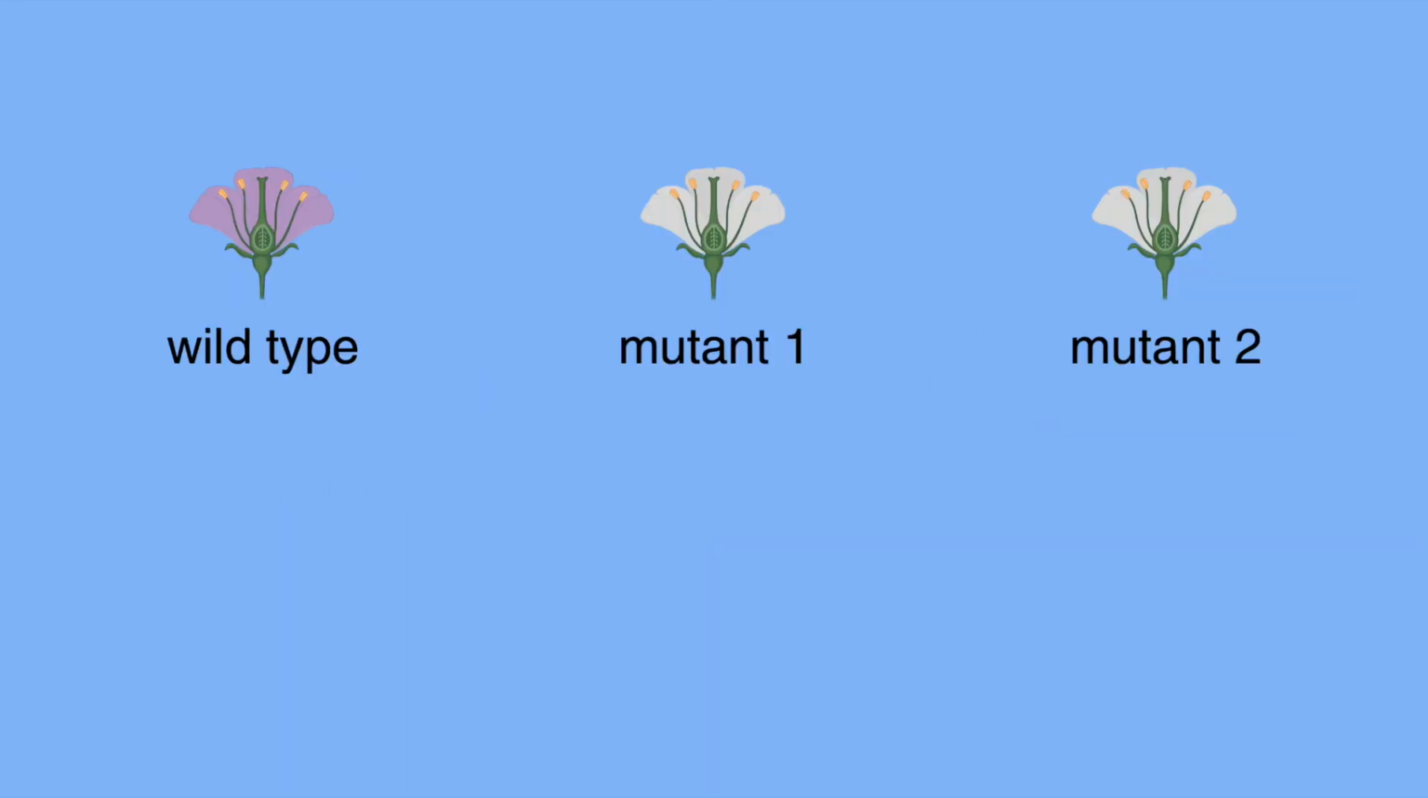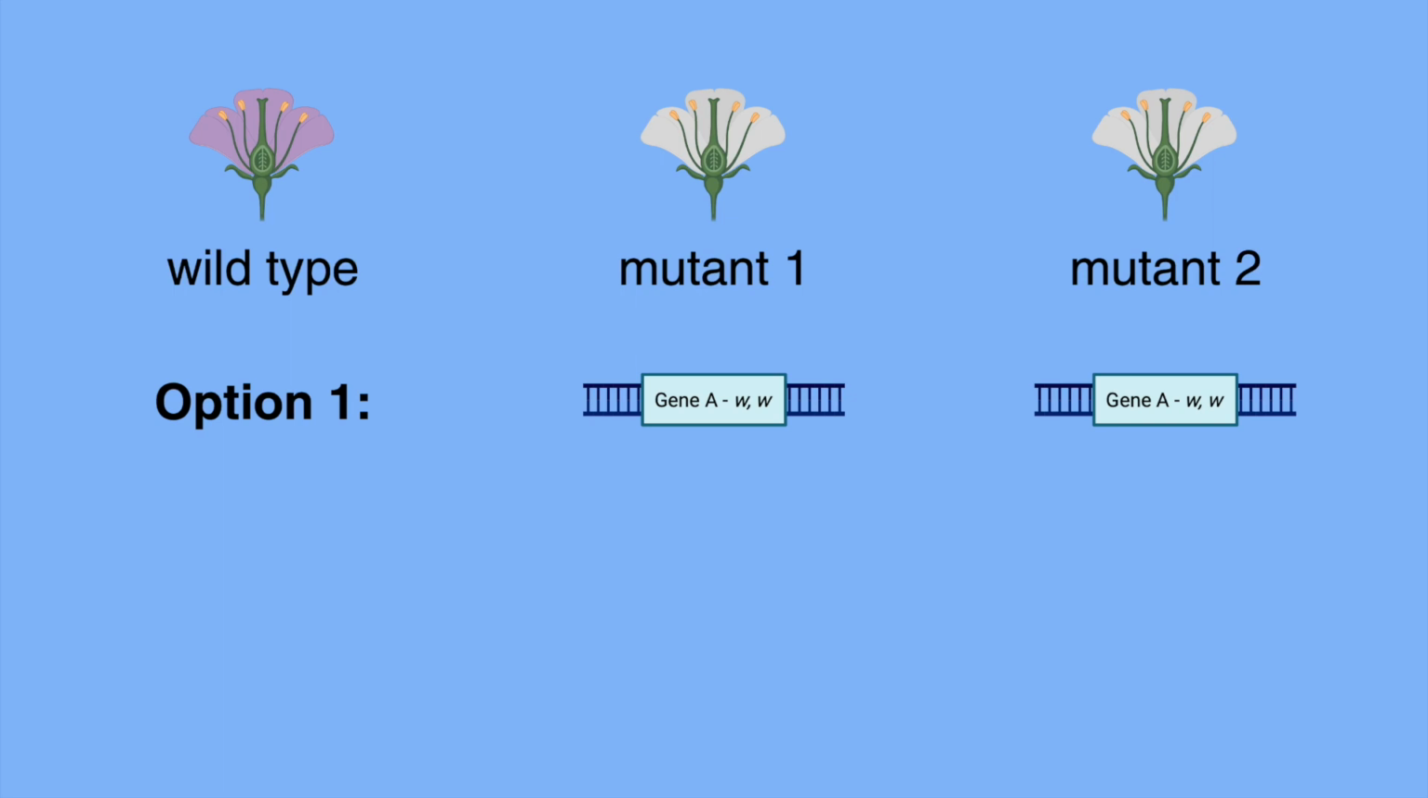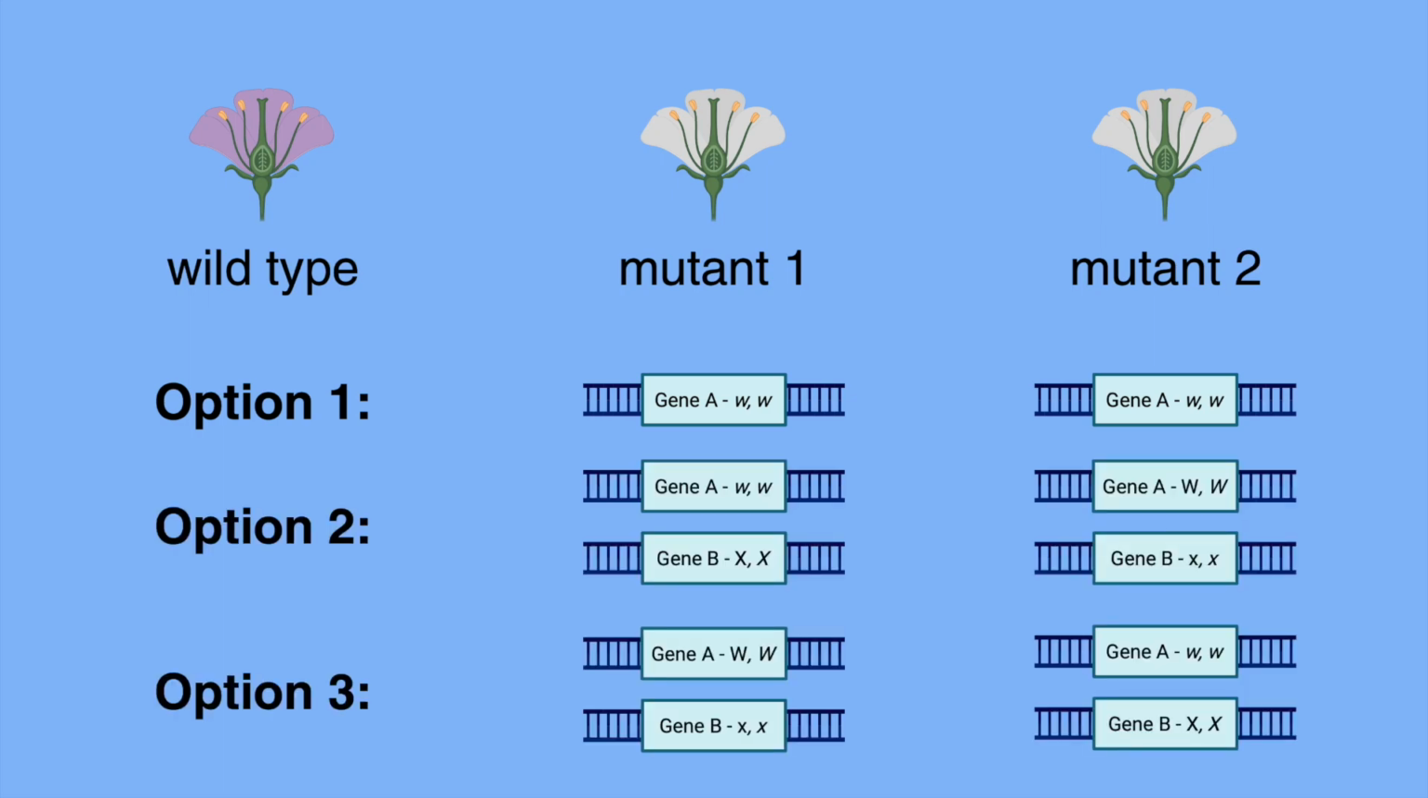To better visualize this, let's use the example of two mutant flowers. In our example, wild-type flowers are purple, but the two mutant flower strains are both homozygous recessive and white. We want to know if these two flowers have mutations in the same gene, or in two different genes. Let's say gene A with allele variants big W and little w, and gene B with allele variants big X and little x.